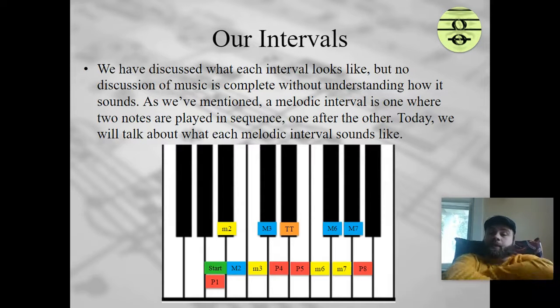So we've discussed before, a melodic interval is one where two notes are played in sequence, one after the other. So you're going to hear two notes, one after the other, rather than together. A harmonic interval is when they're played together. And yes, you can learn what they sound like and identify them just by what they sound like. But it's a lot easier to start with melodic because they are separated.